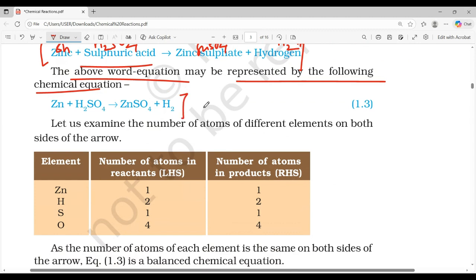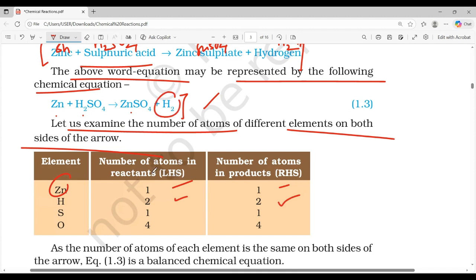The above word equation may be represented by the following chemical equation. So as I have told you, let us examine the number of atoms of different elements on both sides of the arrow. Let us first see zinc. Here zinc is 1, here zinc is 1. Then hydrogen: there are two hydrogen atoms here, and also two atoms of hydrogen on the right hand side. Then sulfur. Sulfur is 1, and here also only one atom of sulfur. Then oxygen: here are four atoms of oxygen, and here also four atoms.